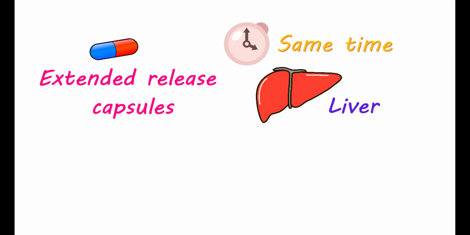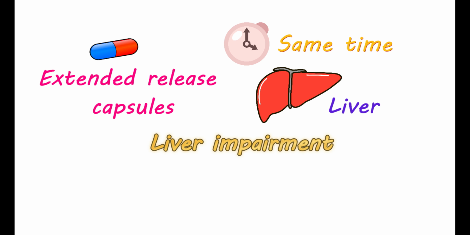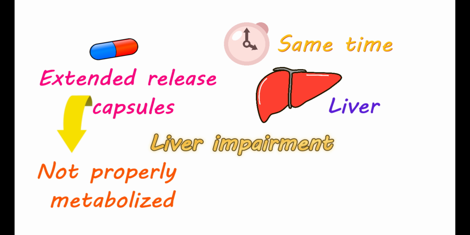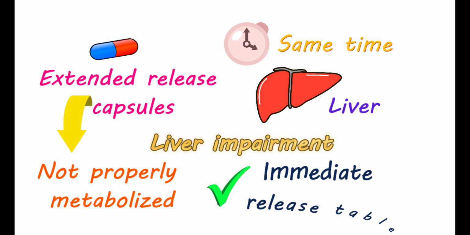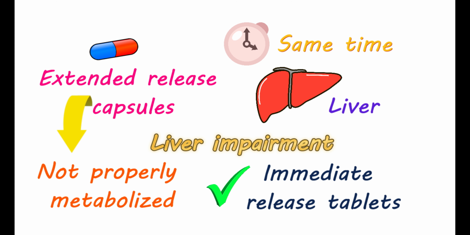The liver is the main organ that clears the medication from your body through its metabolism. In people with liver impairment, medication released from extended release capsules is not properly metabolized, leading to a buildup of dose in the body. Therefore, for such people, the use of extended release capsules is not recommended. However, immediate release tablets can be given to such people.